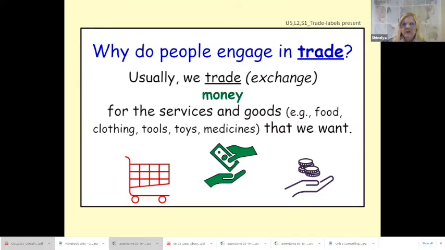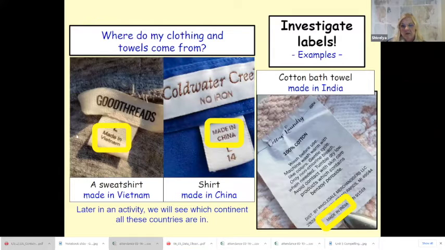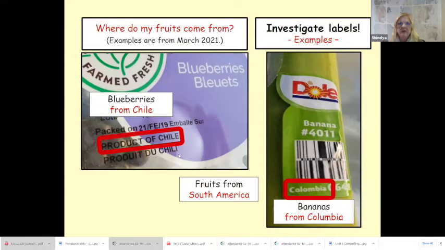So we talk about what trade is, an exchange of money for services and goods, and what the difference is between those. We go into more detail about goods and services following this particular PowerPoint. We talk about where things are manufactured or grown. We're going to take a look at some labels. It's a real easy activity. Here are some examples of what we've included, just to show that these are labels that we see everywhere and are kind of used to. We find them on a variety of different products. Sometimes we have to really hunt for them, and sometimes they're pretty obvious.